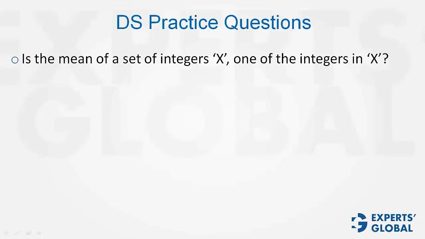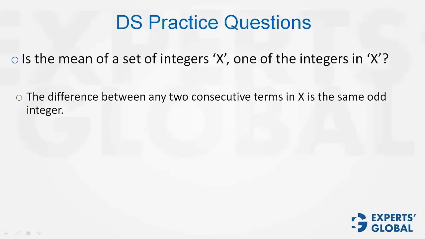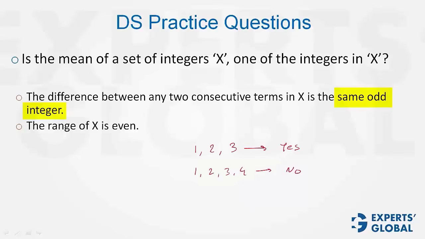Let's look at the next question now. A similar question. Please pause the video, solve it yourself. Statement 1. The difference between any two consecutive terms in x is the same odd integer. Now, we know that the difference is something odd. For example, this. In this case, the answer is yes. In this case, the answer is no. Yes and no, both are possible. So statement 1 is not sufficient. Statement 2 is, of course, not sufficient. It carries little information.